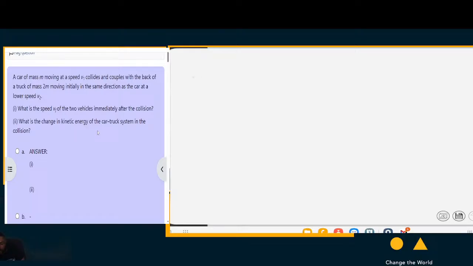Question number 2, or B rather, of the same problem. The question is, what is the change in the kinetic energy of the car-truck system in the collision? What's the change in the kinetic energy? So the change in kinetic energy, you've done energy before, is Kf, the kinetic energy at the end, minus the kinetic energy in the beginning.